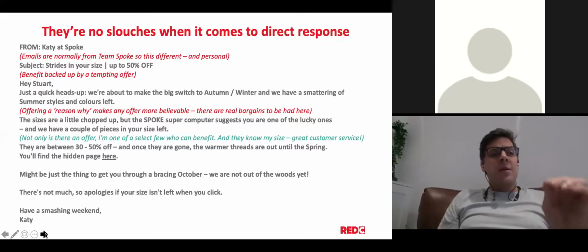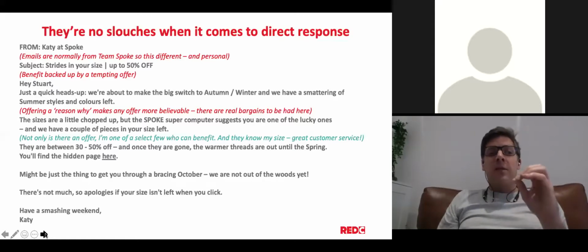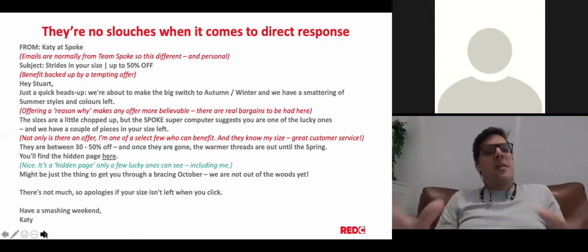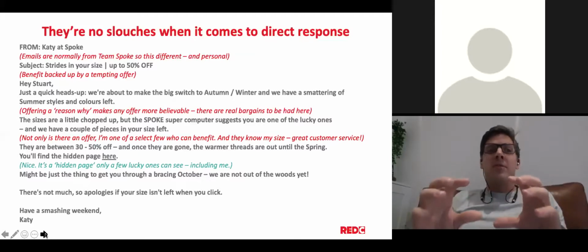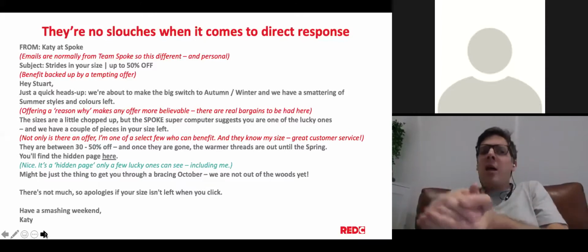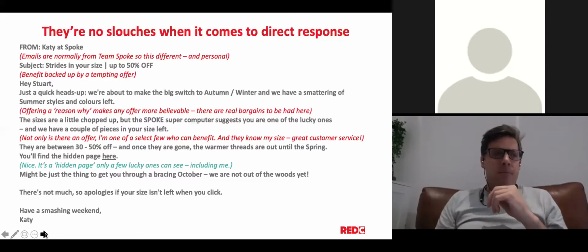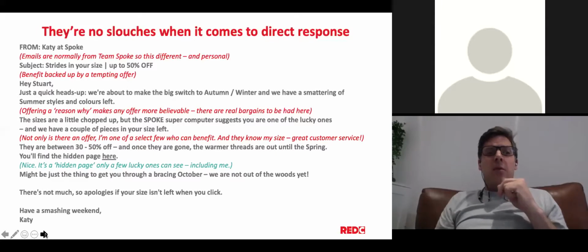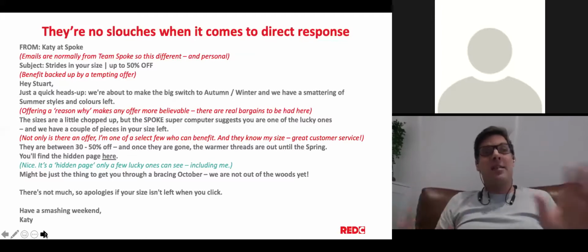Then it says they are between 30 and 50% off, and once they are gone, the warmer threads are out until the spring. "You'll find the hidden page here." This gets even better. It's a hidden page that only a few lucky ones can see, and I'm one of them. No one else can see this. You can only see it if you get this email. So this is exclusivity. I'm part of this small group of people who can benefit. "Might be just the thing to get you through a bracing October. We're not out of the woods yet." Actually, when I got this, it was absolutely chucking it down outside and freezing. So by chance, this was really timely and really relevant.